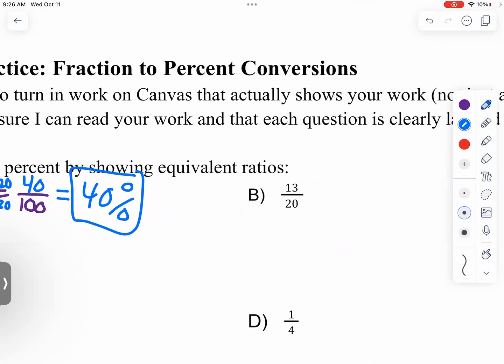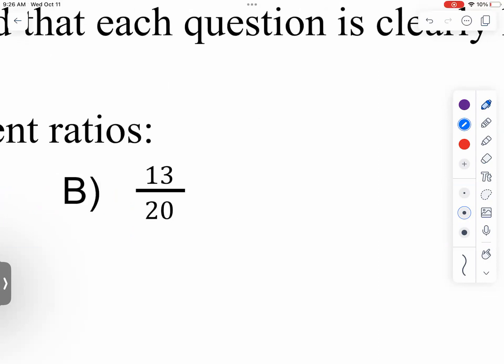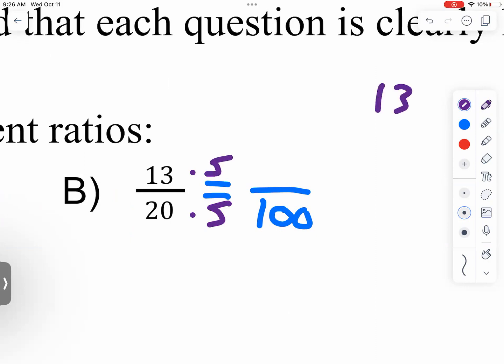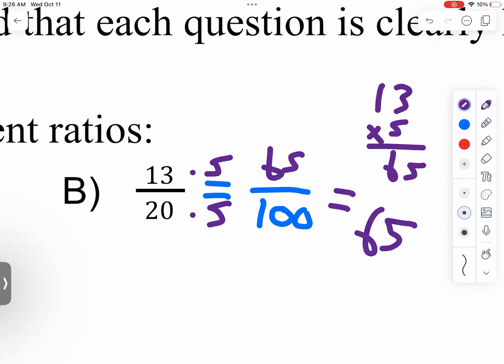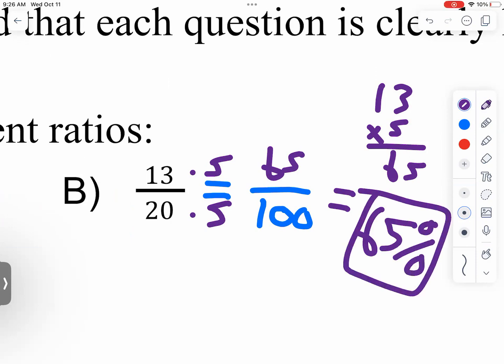Second one, we have 13/20ths. Again, percent is a ratio out of 100, so we start with the 100. 20 times 5 is 100. So basically you have to know your factors of 100. Do the same on the bottom and the top. 13 times 5, if you needed to do that, it's over here, is 65. Therefore, the answer is 65%. So the number over the 100 is your answer.